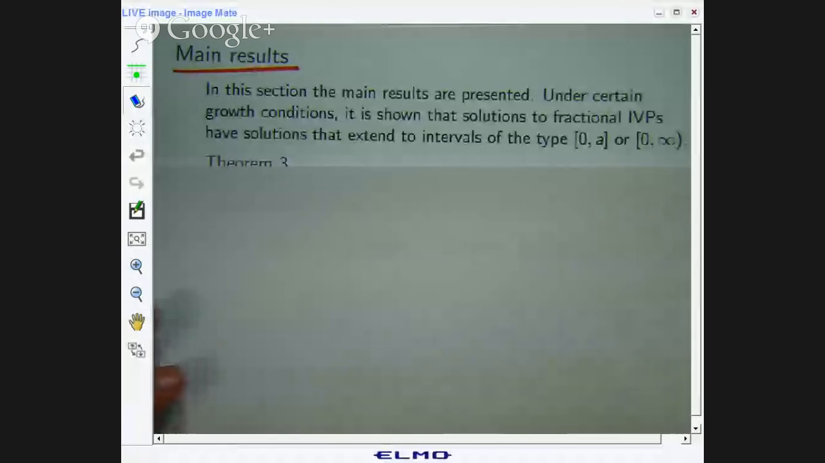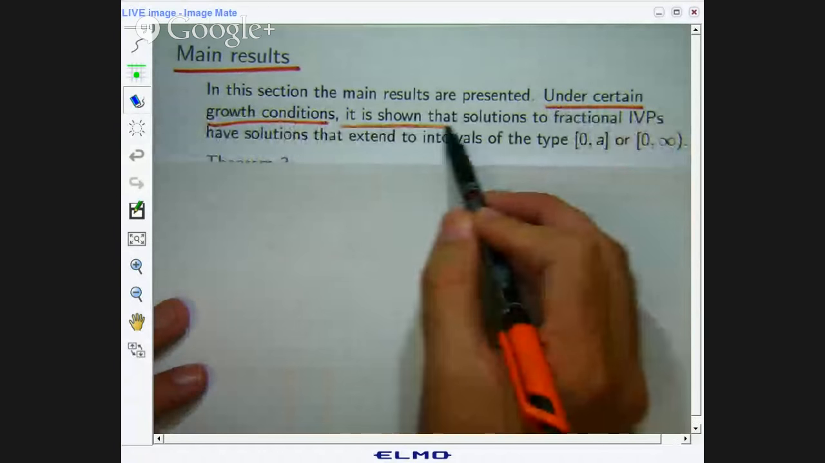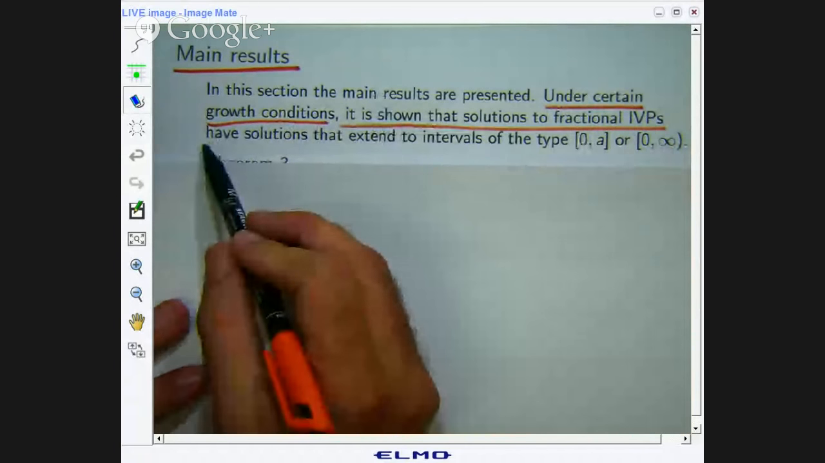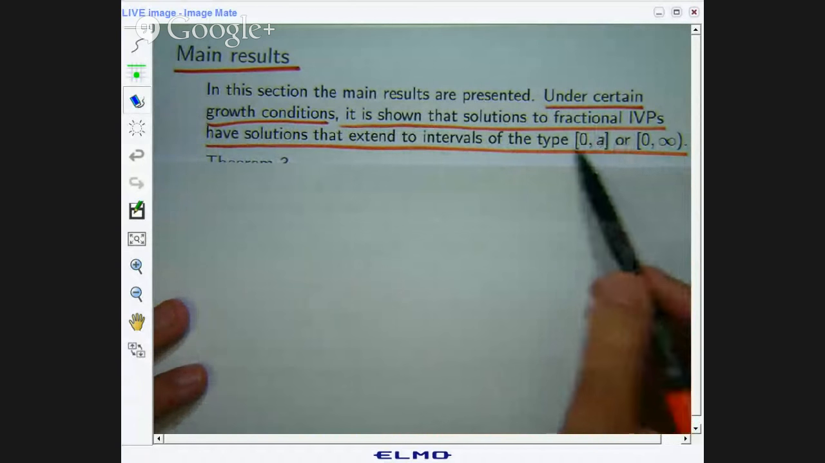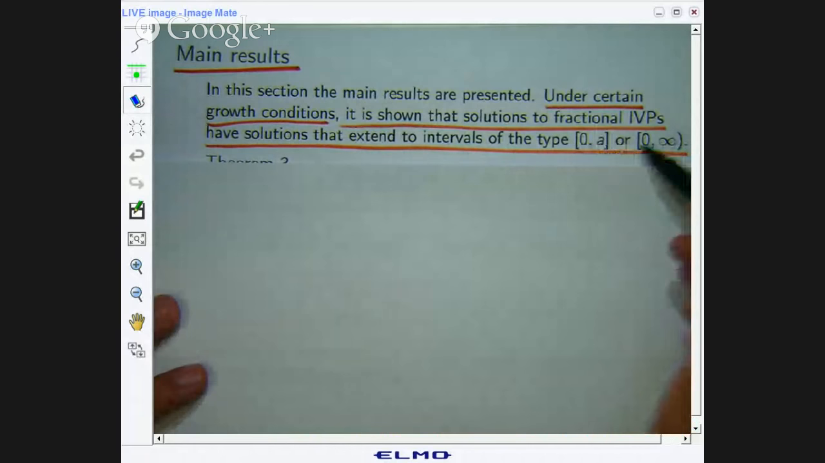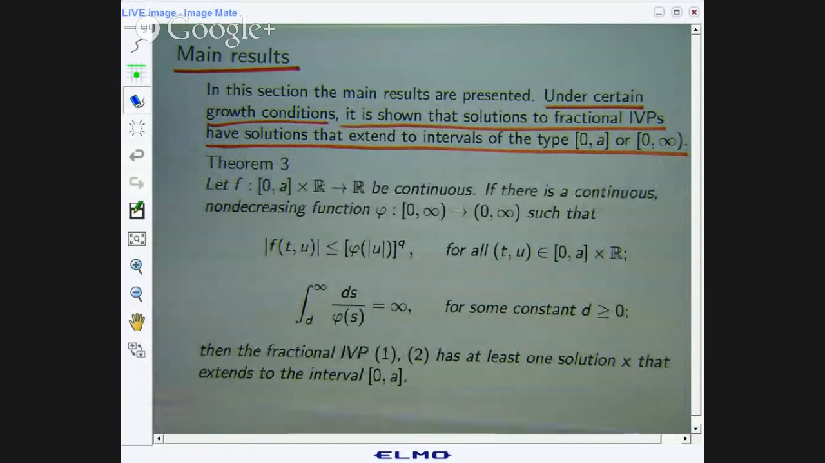All right, so I'm going to discuss the main results now. Oh, let me share my screen again, sorry. Okay, so we're going to talk about the main results now. So under certain growth conditions on the F, we're going to show that the original fractional differential equations have solutions that are defined on this whole interval or this whole interval. So this compact interval, this half line. Okay, so this is one of the main results.